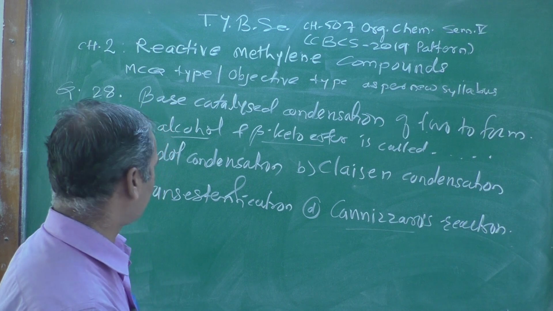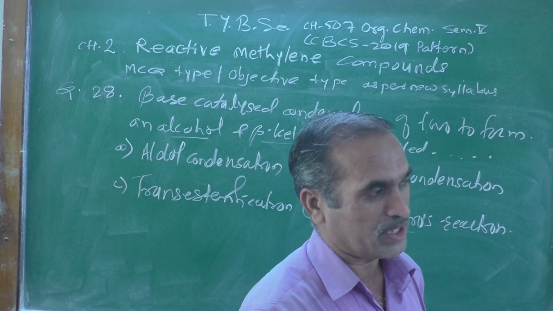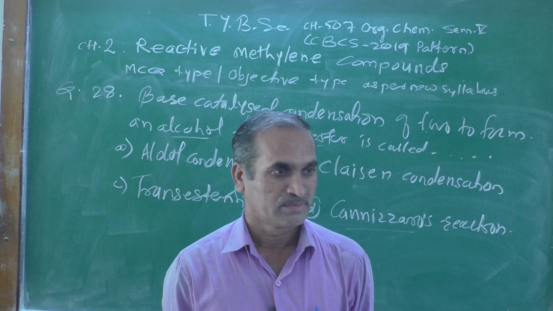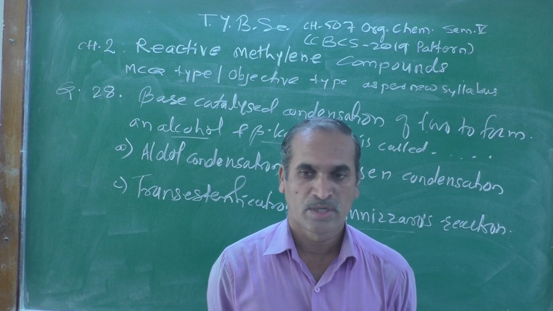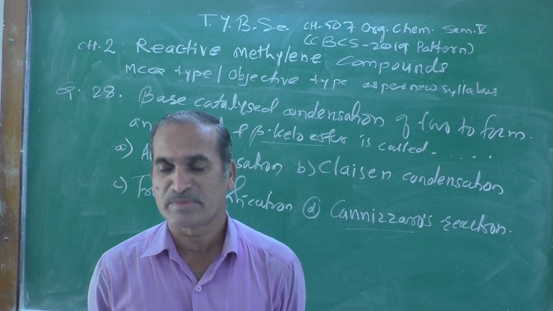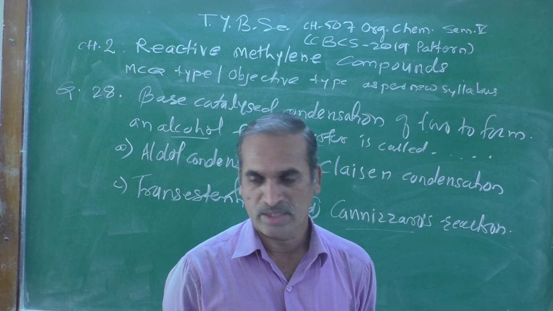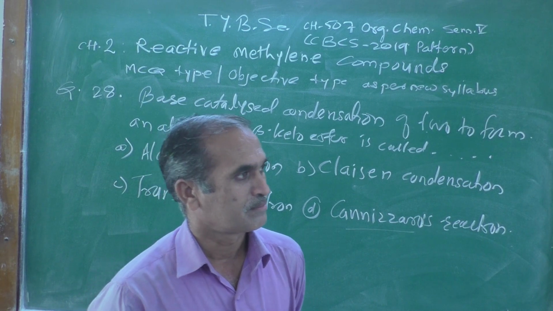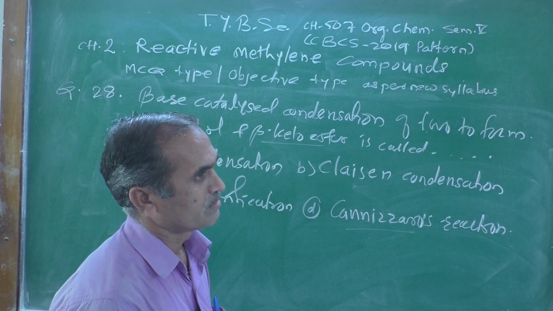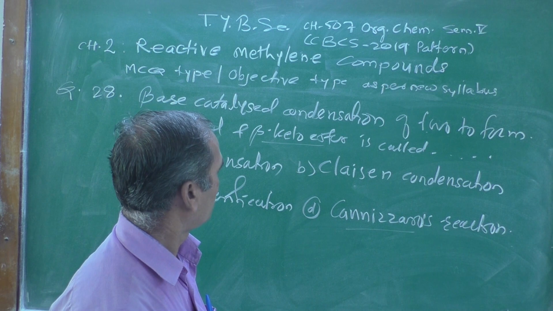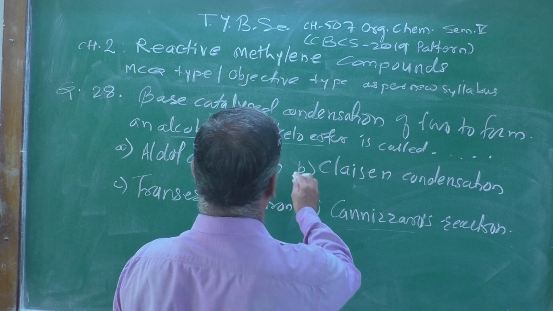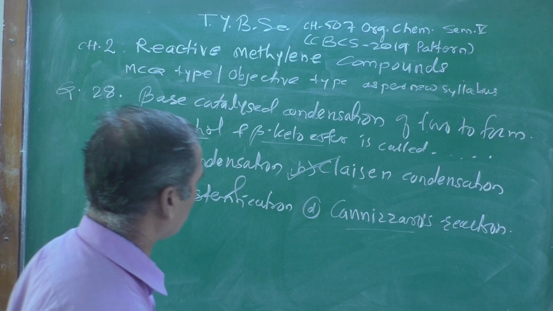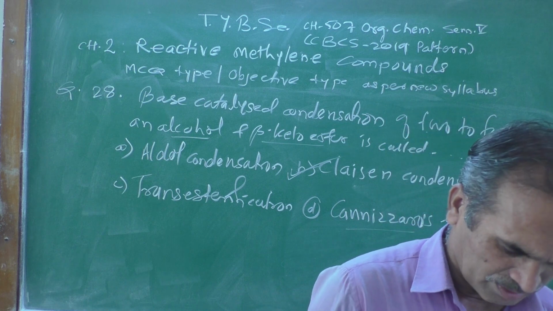Aldol condensation reaction can take place between two molecules of carbonyl compounds, but one of the molecules must contain an alpha hydrogen atom. Then it undergoes aldol condensation, and the resulting compound obtained would be beta hydroxy aldol. And Claisen ester condensation, so this is generally known as a Claisen condensation reaction, where we can get alcohol and the beta keto ester after this.